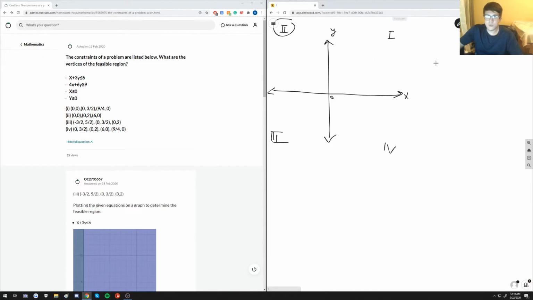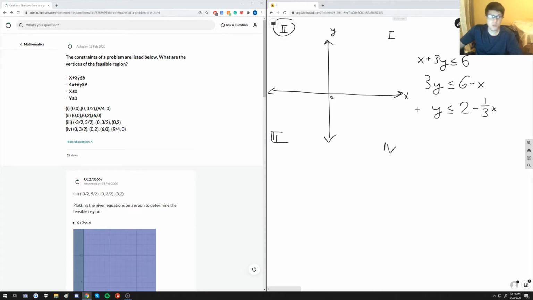So I like to rewrite the actual constraints in terms of equations of lines or inequalities of lines. So I'm going to change them first into a format where y is isolated. So I'm going to subtract x on both sides, and I'm going to get 3y is less than or equal to 6 minus x. Then I'm going to divide by 3 on both sides, and I'm going to get y is less than or equal to 2 minus 1/3 x.